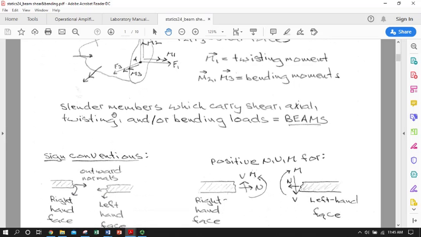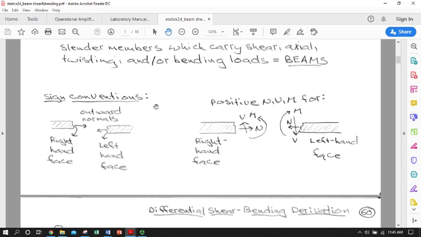So if you have a slender member, which unlike a two-force member for a truss, can carry shear, axial, and twisting or bending loads. Remember, in trusses we only had axial. If you can carry all three, you've got a beam. And slender is less important for beams than it was for trusses. We no longer have to make assumptions that these members can't carry shear and bending because they very much do.